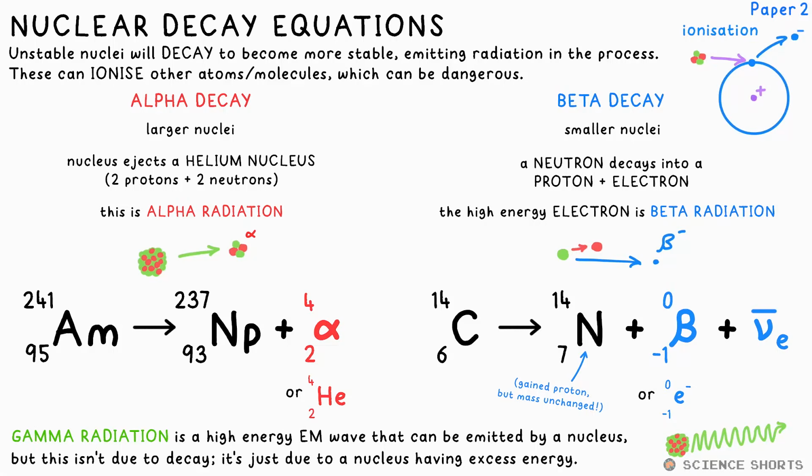Now be careful here, 6 goes to what? Plus -1? No, it's not 5, it's 7. 6 is equal to 7 plus -1. So like we said, a neutron has turned into a proton. So the nucleus has gained a proton, it's gone from 6 to 7. The mass, however, is unchanged, so it's still 14. And don't forget to add the anti-electron neutrino on the end to balance the lepton number.